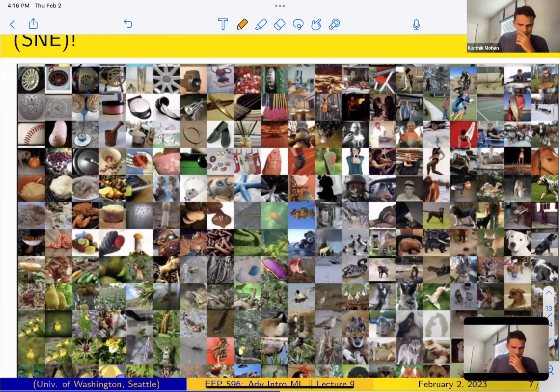So I don't know how many images are there here. 1, 2, 3, 4, 5, 6, 7, 8, 9, 10, 11, 12. So number of rows here is 12. How many columns do we have? 1, 2, 3, 4, 5, 6, 7, 8, 9, 10, 11, 12, 13, 14, 15, 16, 17, 18, 19, 20. So this supergrid has 240 images, right?